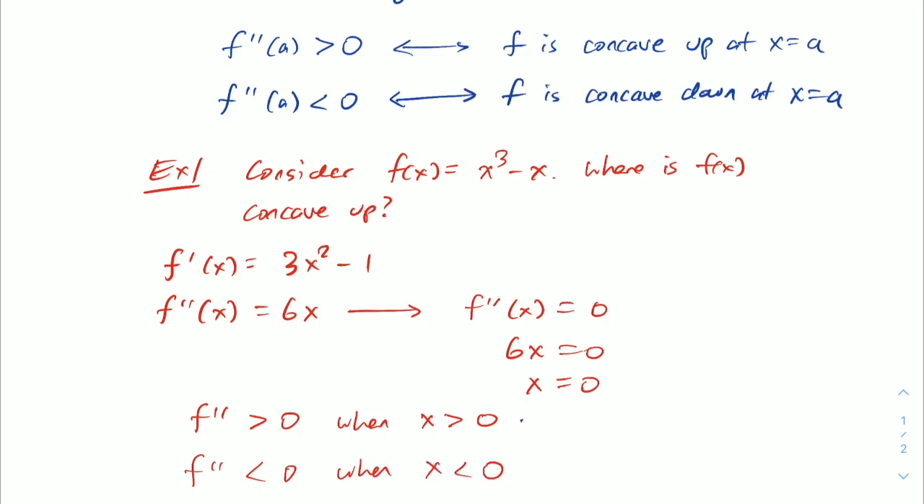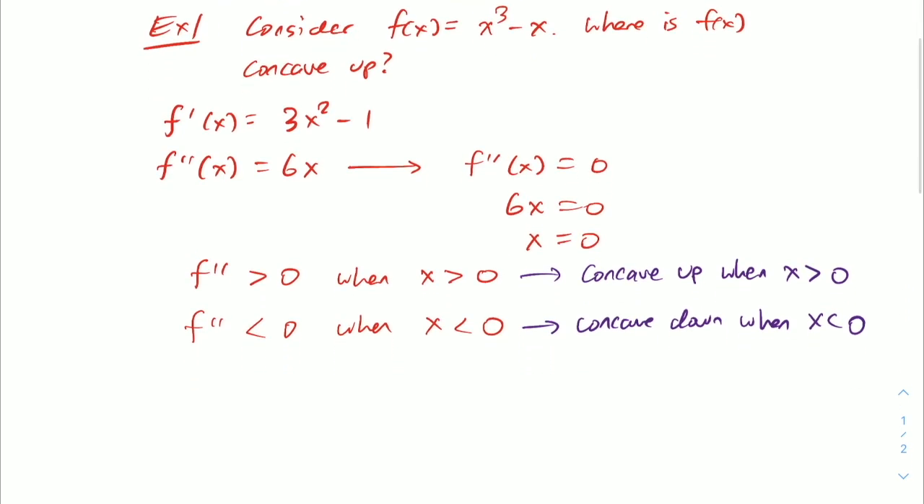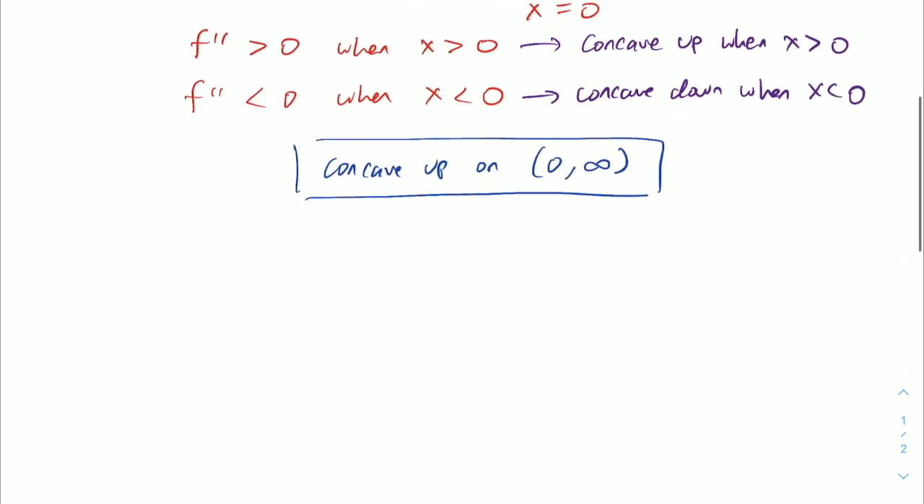Therefore, it's concave up when x is greater than 0, and it's going to be concave down when x is less than 0. Another way to put this is it's concave up on the interval 0 to infinity. Let's look at another example.